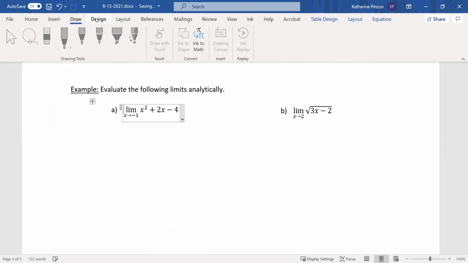Okay, my first question says, how do I find the limit as x approaches -1 of this function, x squared plus 2x minus 4? So if you're trying to find a limit analytically or algebraically, what should be your first step? Plug it in. What's my x value here? -1. Plug -1 in for all the x's.